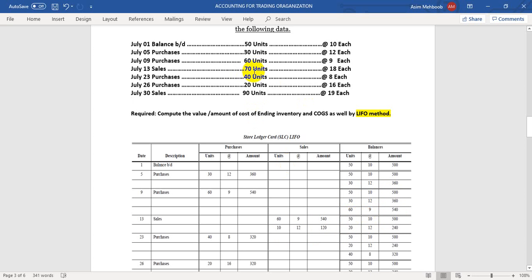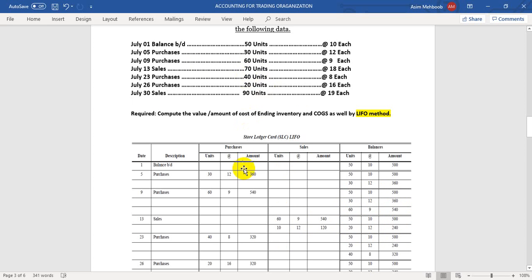I repeat, 70 units you have to sell. So 10 units you will sell from this inventory, 60 units from this inventory. Out of 30 you already sold 10, so how much remaining? 20 here, and the 50 there will have no change. You will copy it directly here.